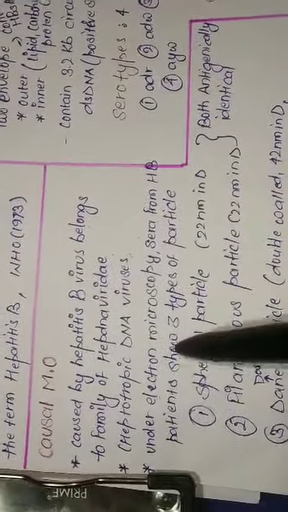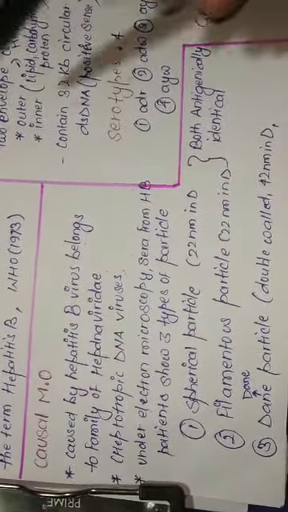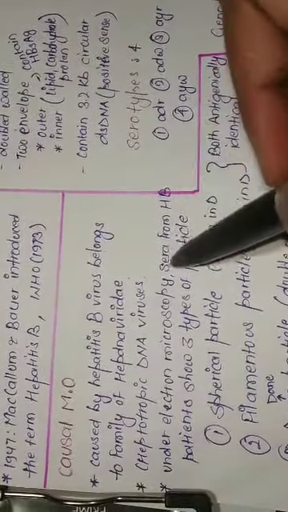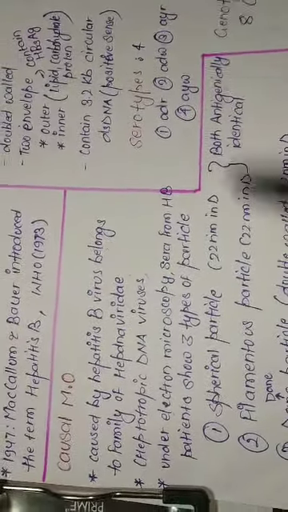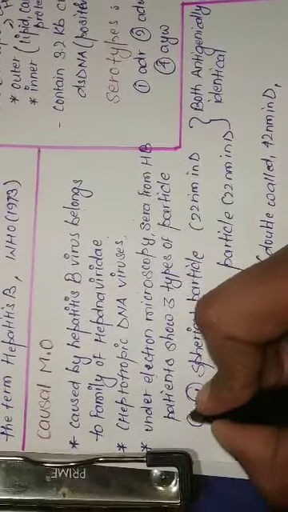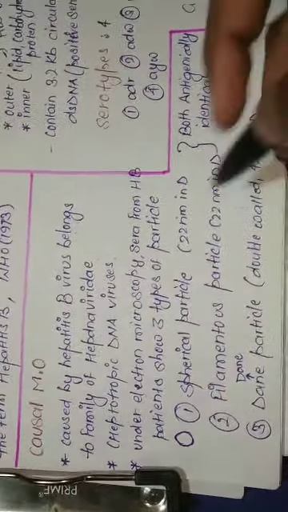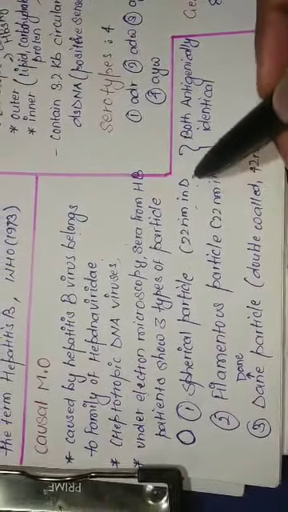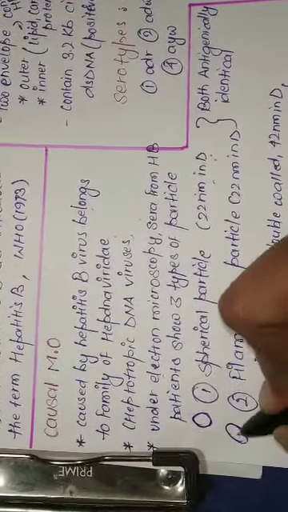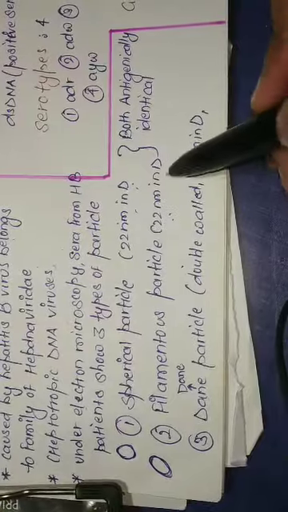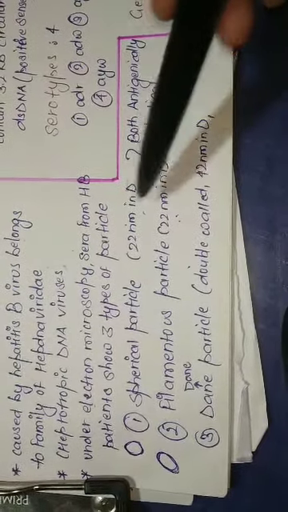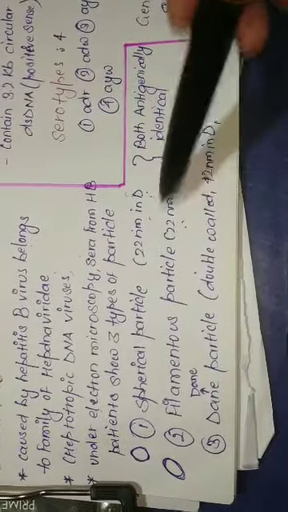While observing under the electron microscope the serum from a hepatitis B patient, it shows three types of particles. First, the spherical particle, like a single round cell, having a 22 nanometer diameter. The second is a tubular or filamentous form, also 22 nanometers in diameter. But both are antigenically identical.